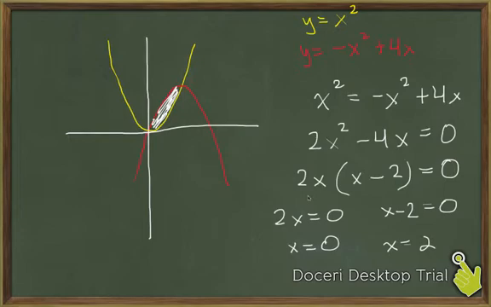So here are our x values where these two intersect. We could find the y values, but we don't need to. So we're going to integrate from 0 to 2, and the greater function is the one in red. So the greater function is negative x squared plus 4x. So we take that one and we subtract x squared. That's the lesser function. And we evaluate this integral from 0 to 2.